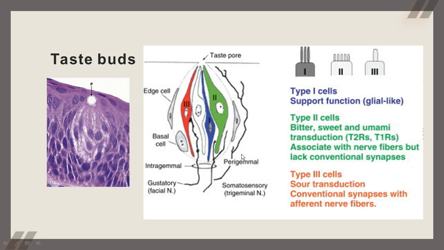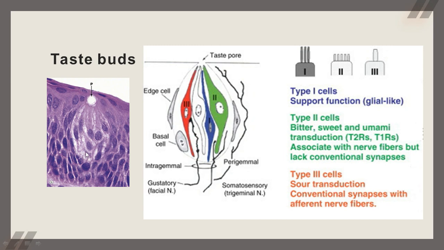Going on to the taste buds. As I told you, the taste perception is given by taste buds. Taste buds are barrel shaped structures. As you can see in the first diagram, they are barrel shaped structures which contain many cells, and they contain an opening. This opening is called the taste pore.